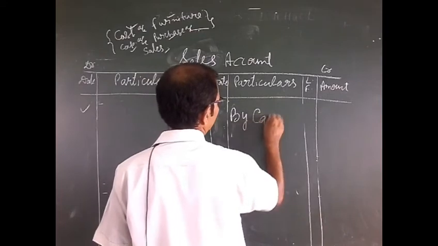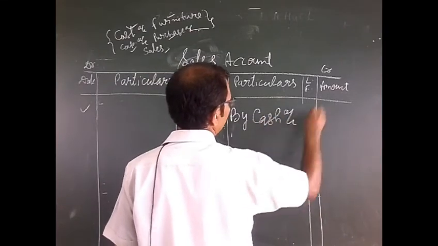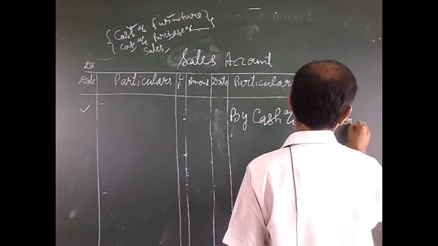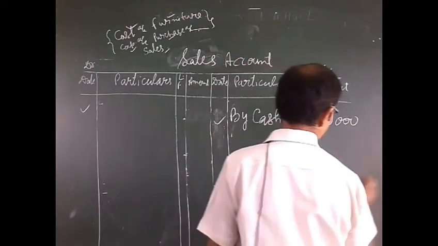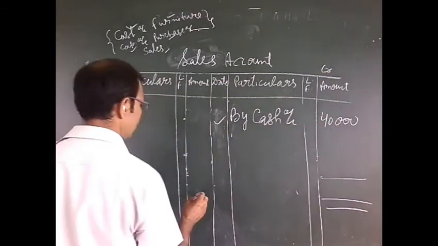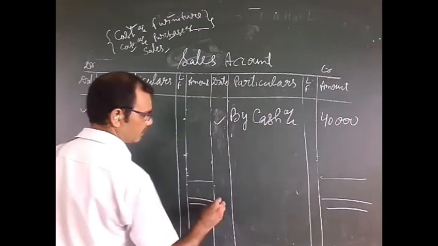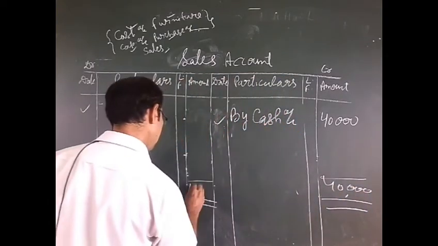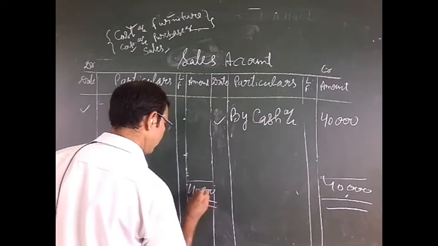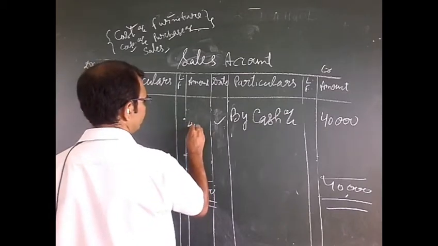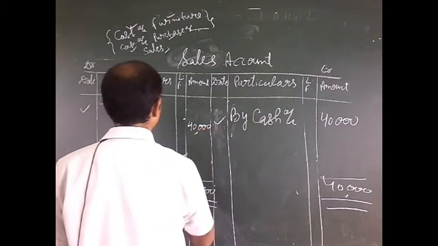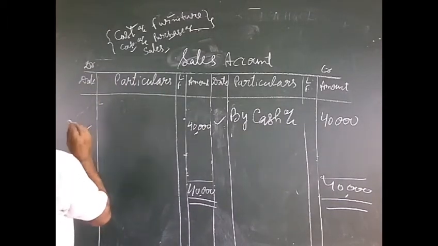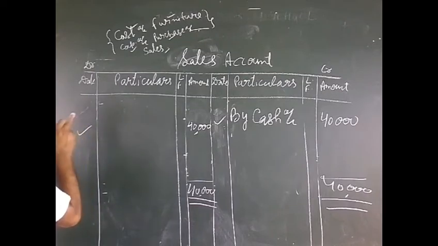By cash account and amount is 40,000. Here we will enter date, and after doing this we will take balance 40,000 and 40,000. After deducting 0, you will find 40,000 and first date of what was the date in given journal entry.